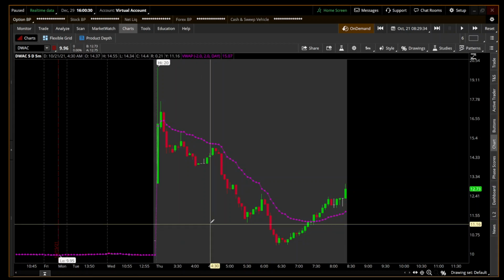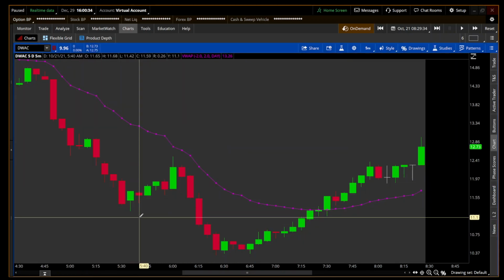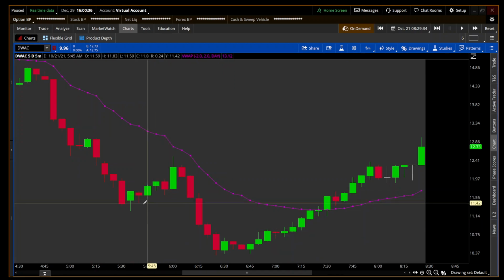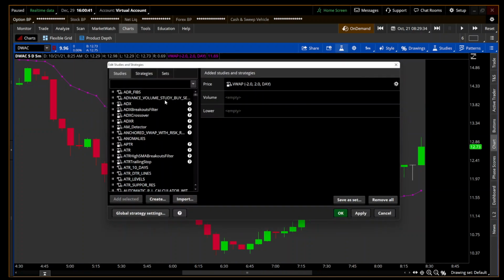If your indicator is using close, that's basically what it's really showing you. Like right here, this is DWAC. I'm just going to bring the indicator on and it'll find it for us instead of me trying to find a candle.